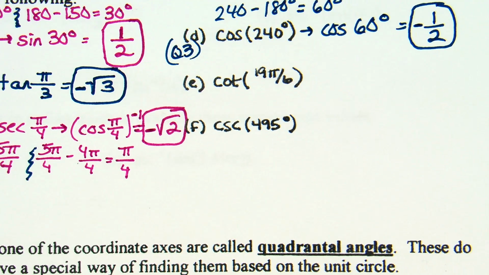Cotangent of 19 pi over 6. What are your thoughts about 19 pi over 6? Okay? It's big, isn't it? That's what I like to say. It's big, because 19 pi over 6 is bigger than what's once around the circle, 2 pi. So in order to get it so we can work with it, what do we do with this 19 pi over 6?